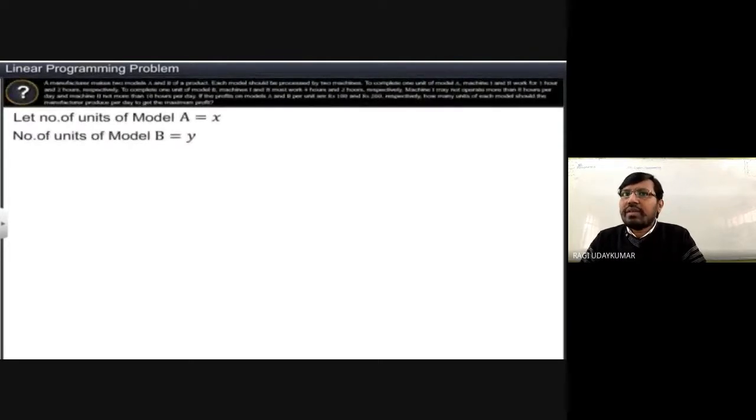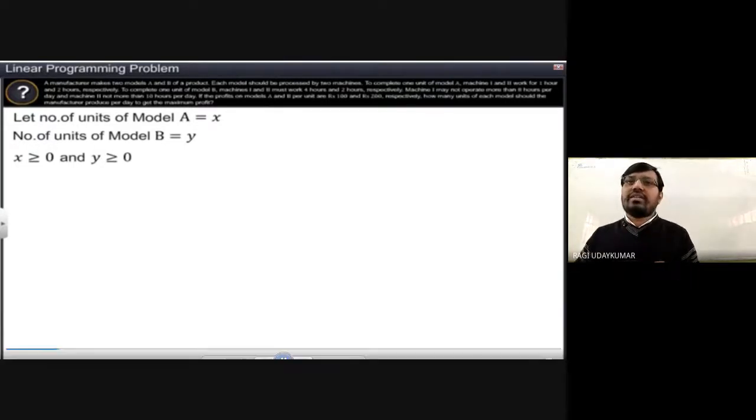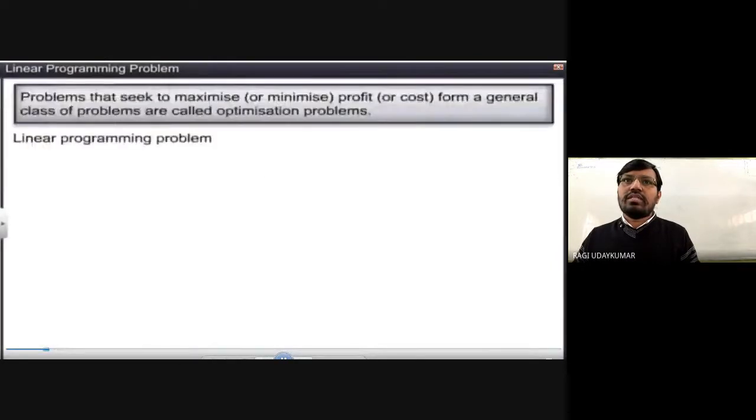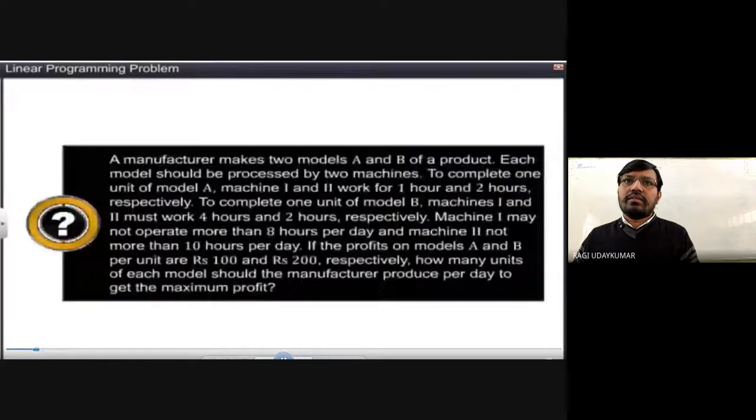In the previous problem, let the number of units of model A be x, and the number of units of model B be y. Both are numbers, so both should be greater than 0: x greater than 0 and y greater than 0. Please try to recall the question once again so that you can easily understand. Yes, this is the question.